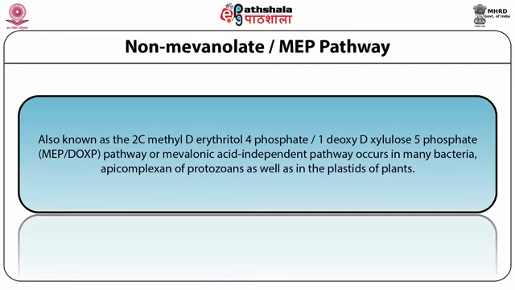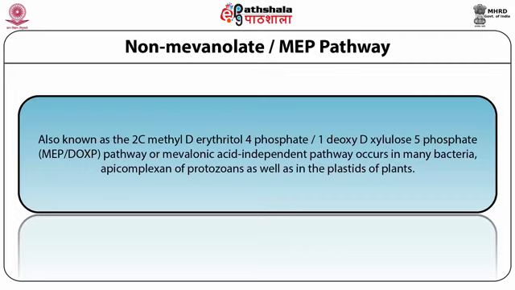The non-mevalonate or the alternative pathway. In most of the bacteria and some protozoans, including the malarial parasites, and plants, isoprenoids are produced by using a non-mevalonate or alternative pathway called the methylerythritol phosphate pathway or the MEP pathway.